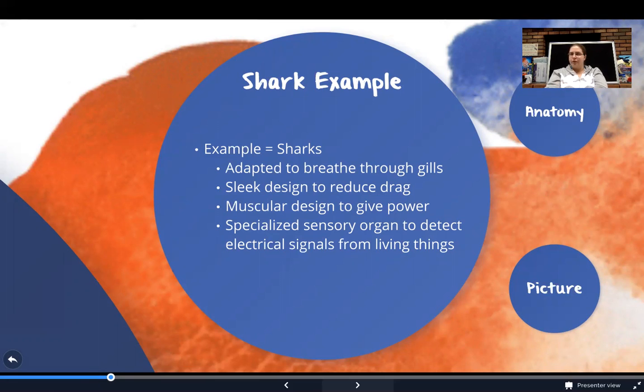They can breathe oxygen in water through their gills. They have a very sleek, smooth design, very streamlined to reduce drag in the water. They have a very muscular build, with a lot of muscles that allow them to swim quickly and give them a lot of power. They also have specialized sensory organs in the snout that go down what we call the lateral line. It's like a sixth sense that allows them to detect electrical biorhythms, the small electrical impulses given off by a living thing.